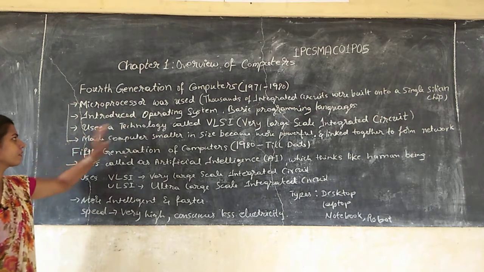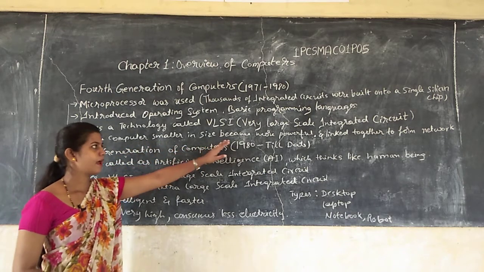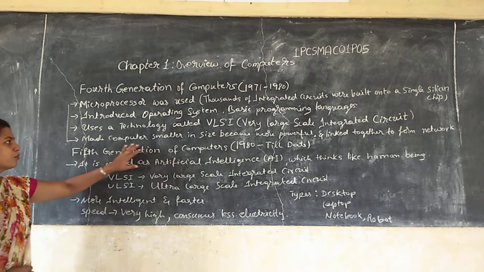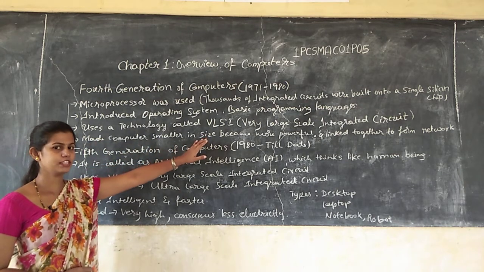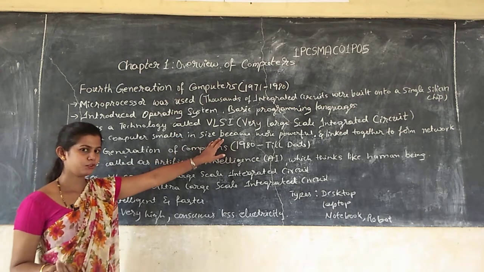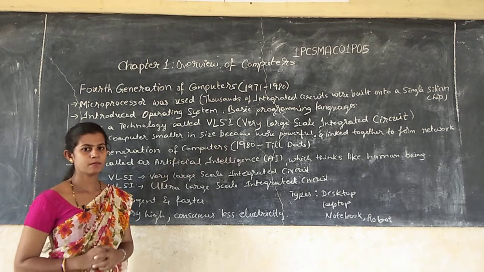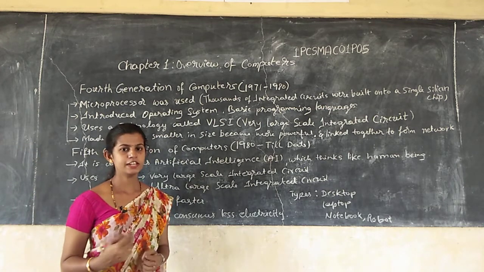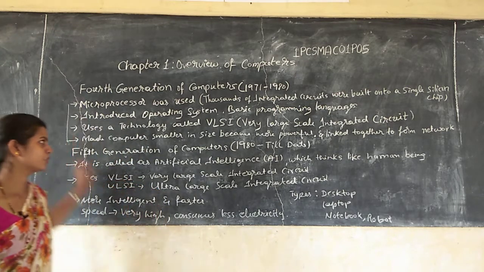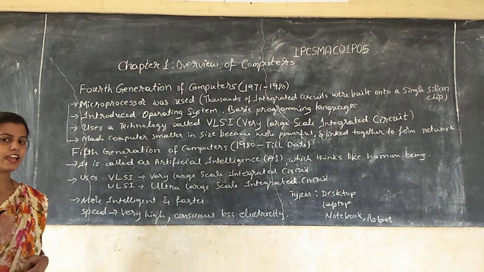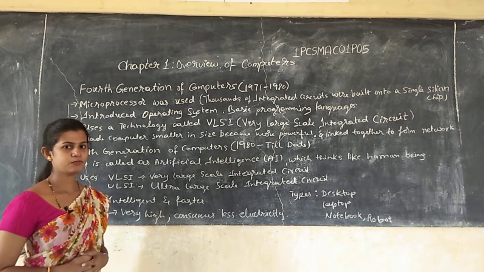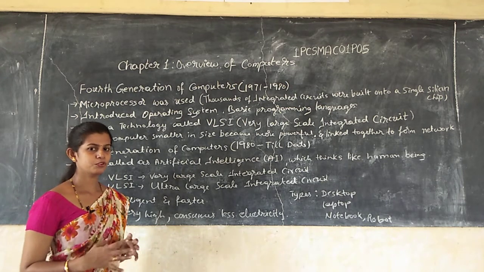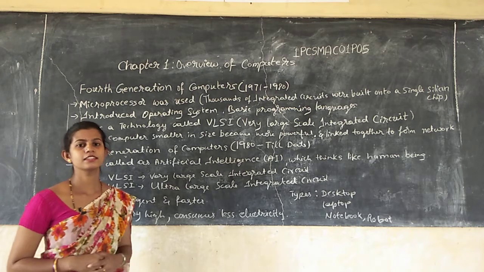Because of using a microprocessor, the computer became smaller in size and more powerful. The size of fourth generation computers is small as compared to the previous generation, and they became more powerful. Also, here the computers are linked together to form a network, which leads to the development of internet.